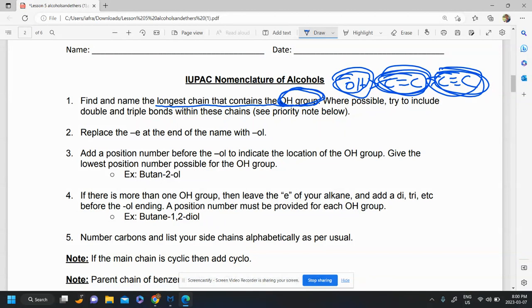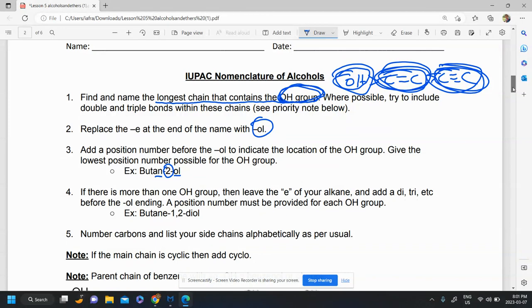So what you're going to do is name the parent chain based on the number of carbons it contains. And instead of having the ane or ene or yne ending, you're going to have the ol ending to represent an alcohol. You do have to represent which carbon the OH is located on. To do that, almost like you did with the enes and the ynes, you would put a number in between the n and the ol to show what location that hydroxyl group is on.